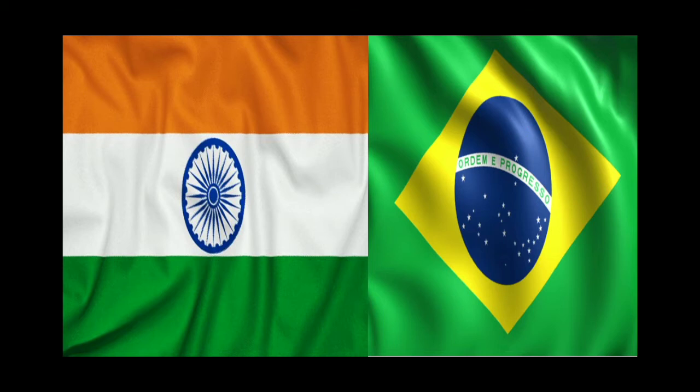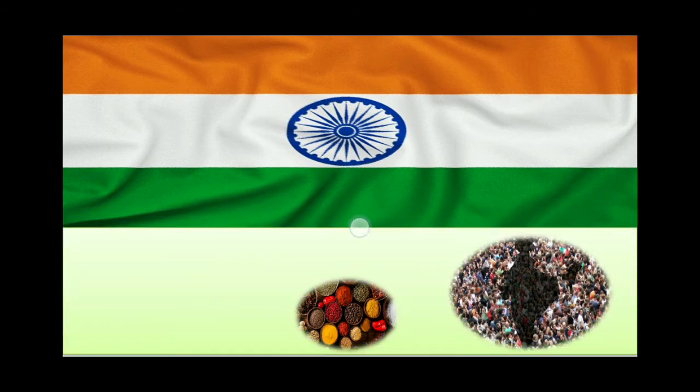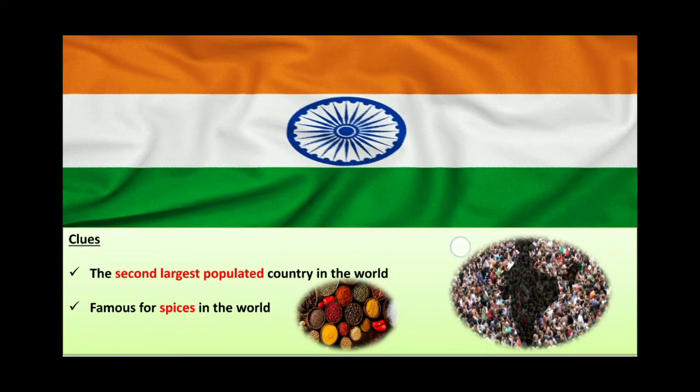Now, as a citizen of India, it is very easy for us to identify one of these two, and to identify the second one, few clues are given. For the first one: it is the second largest populated country in the world, famous for spices in the world. Cricket is a popular sport here. Now, by using these clues, one can easily understand that we are talking about India.